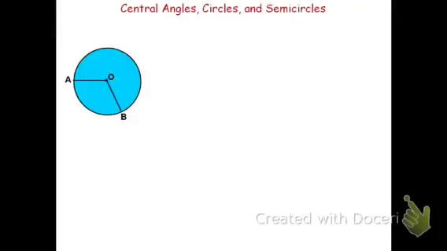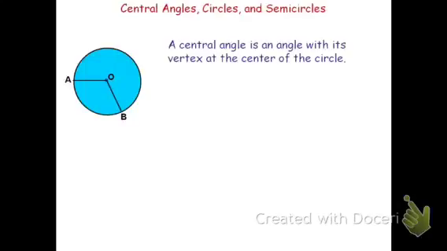This video will review central angles, circles, and semicircles. To begin, let's start by defining what a central angle is. A central angle is any angle whose vertex is at the center of the circle. In this case, the central angle AOB has its vertex located at point O, which is the center of the circle, hence why we call it a central angle.